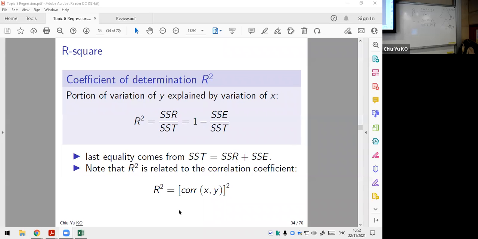And you would imagine this fraction is a fraction, right? Because SST is bigger than SSR, so this measure must be between 0 and 1, because SST is equal to SSR plus SSE. And of course, the bigger this number, the better. If the number is equal to 1, that means everything is on the same line. If this is 0, that means this is basically a horizontal line.